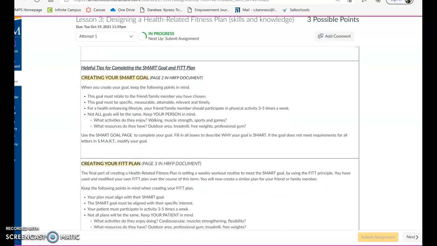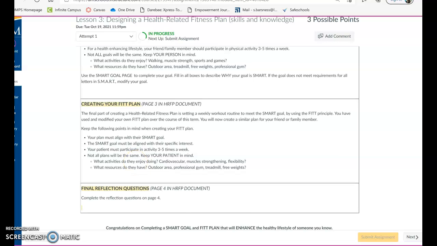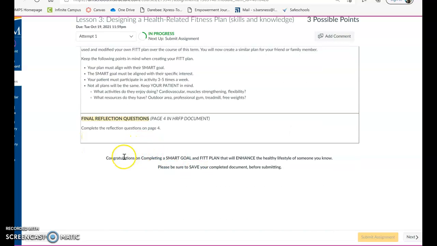At the bottom of the health-related fitness plan assignment, there's going to be some helpful tips. So these are going to be important for you to read before you start. So when creating your SMART goal, which is the second page, here are a couple tips that you should read and keep in mind. And then creating your FIT plan, here are a couple tips to keep in mind while creating your FIT plan. Then at the bottom, it says, congratulations on completing a SMART goal and FIT plan that will enhance the healthy lifestyle of someone you know. Please be sure to save your completed document before submitting.